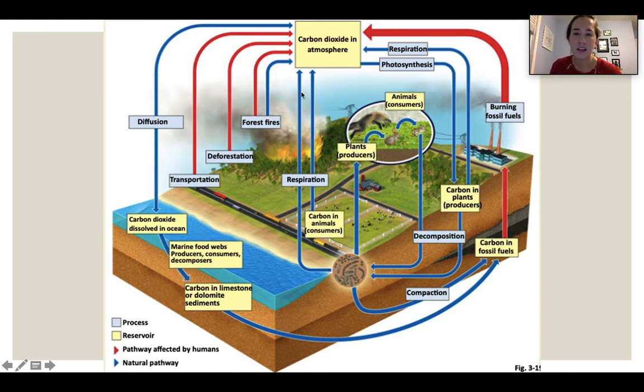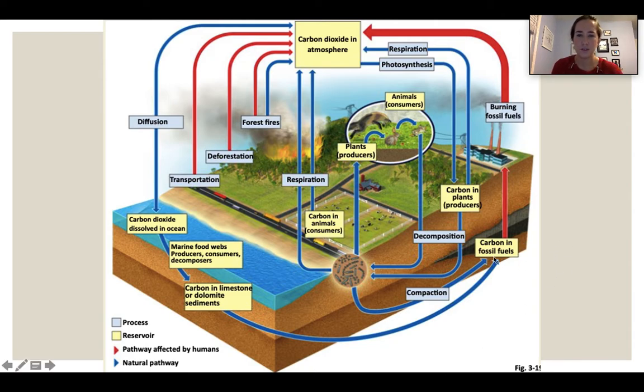All right, so let's start with our carbon dioxide moving from the atmosphere to the ocean. So carbon dioxide comes into a nice equilibrium with our ocean. It dissolves partially into the ocean, and then it gets used in marine food webs. Eventually, after those things die and sink down to the bottom, it will get stored in limestone or dolomite sediments. And then over time, we can also compact it, and it gets processed into carbon in fossil fuels.